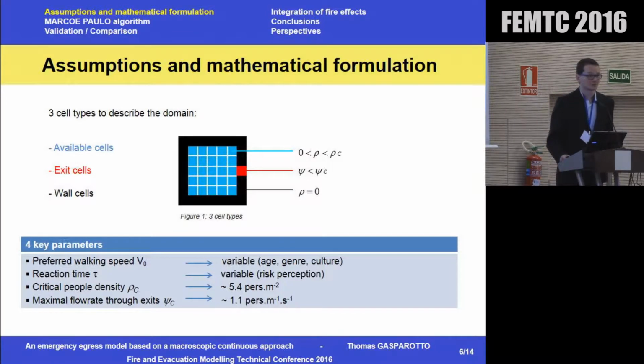So the pedestrian motion model needs also the introduction of four parameters, which are the preferred walking speed, the reaction time of persons, which is variable according to the risk perception, the critical people density, which is generally estimated at 5 persons per square meter, and the maximal flow rate through exits. I have estimated it at 1.1 person per second for a 1 meter wide exit.